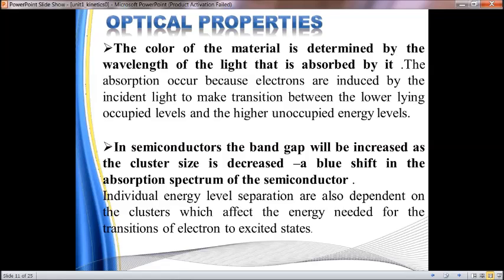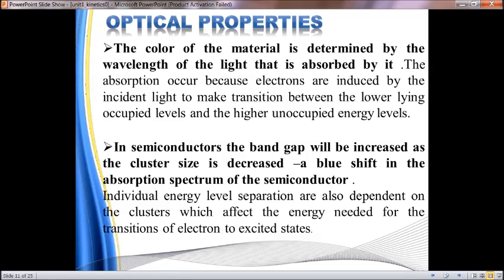A blue shift in the absorption spectrum of the semiconductor. Whenever you go with the semiconducting material, the energy level is not constant; based on the material concentration it changes. So the individual energy level separations are also dependent on the clusters, which affects the energy needed for transition of an electron to the excited state.